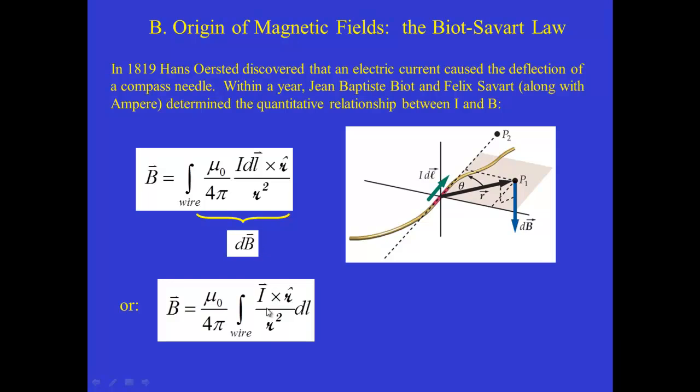It's just a matter of preference whether you would like the vector quantity to be the dl, which is the length element of the wire, or whether you would want it to be the current. dl is always along the direction of the current, which is why these two are equivalent.